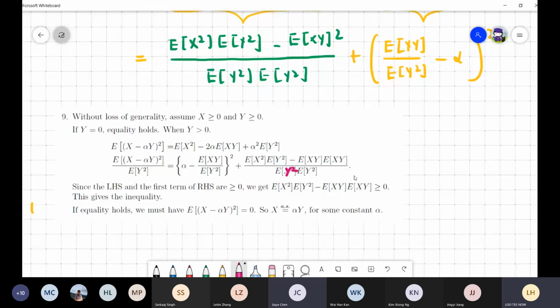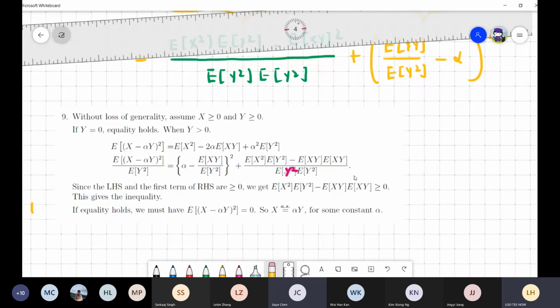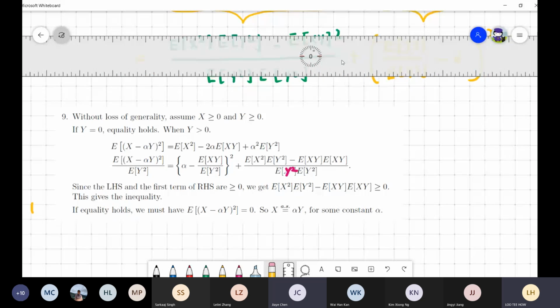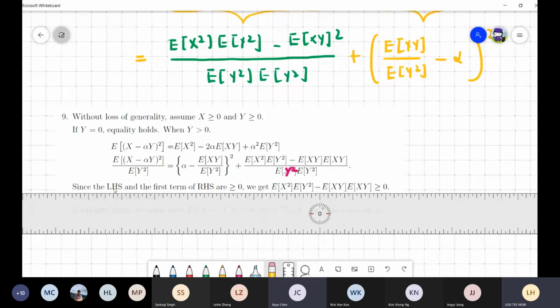So this part is this part. These two are the same. So this is how we can get this equal to, and you can see the next. We just need to verify one by one. Since the left-hand side and the first terms of the right-hand side are non-negative, I think it's clear.